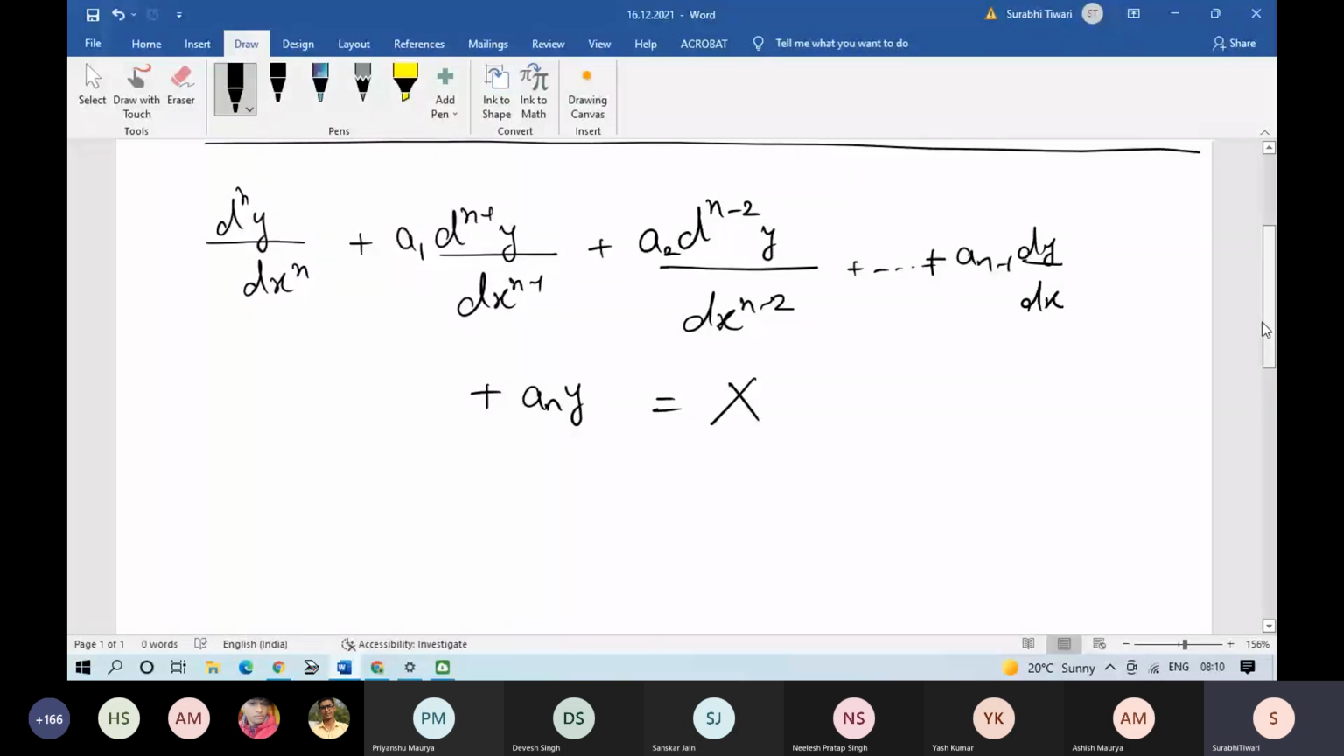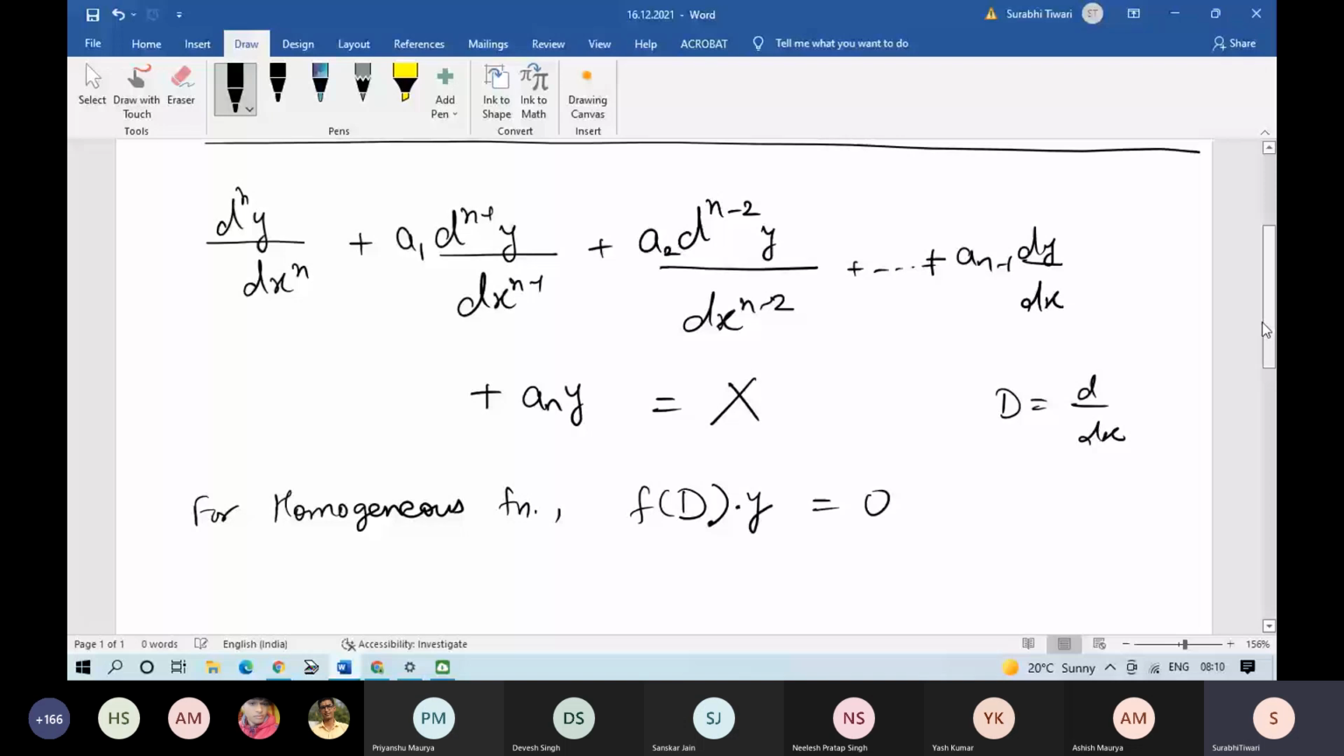Now there are two types of equations. One is homogeneous and the other is non-homogeneous. For homogeneous, this X function is equal to 0. Now this left hand side we can write, if we write capital D as d by dx, as a function of capital D into y, and this is equal to 0.